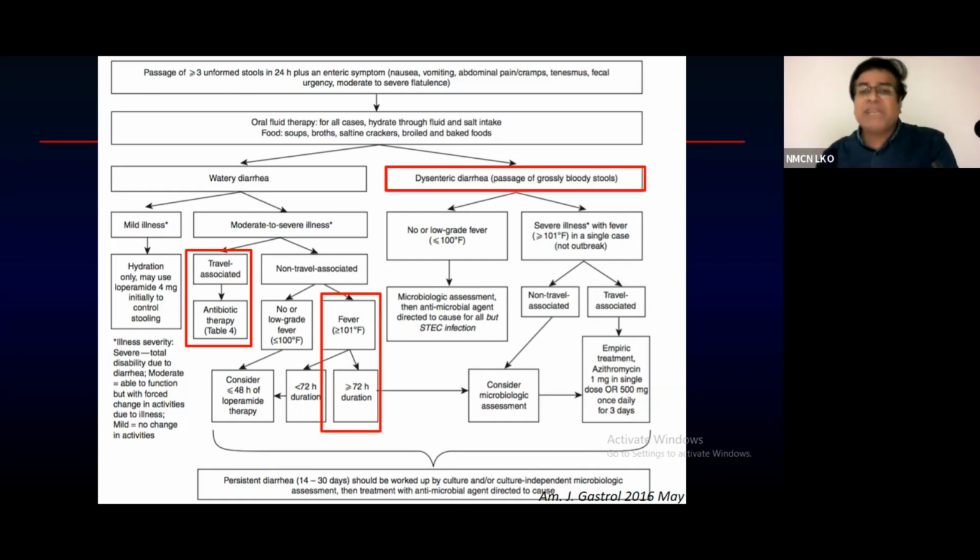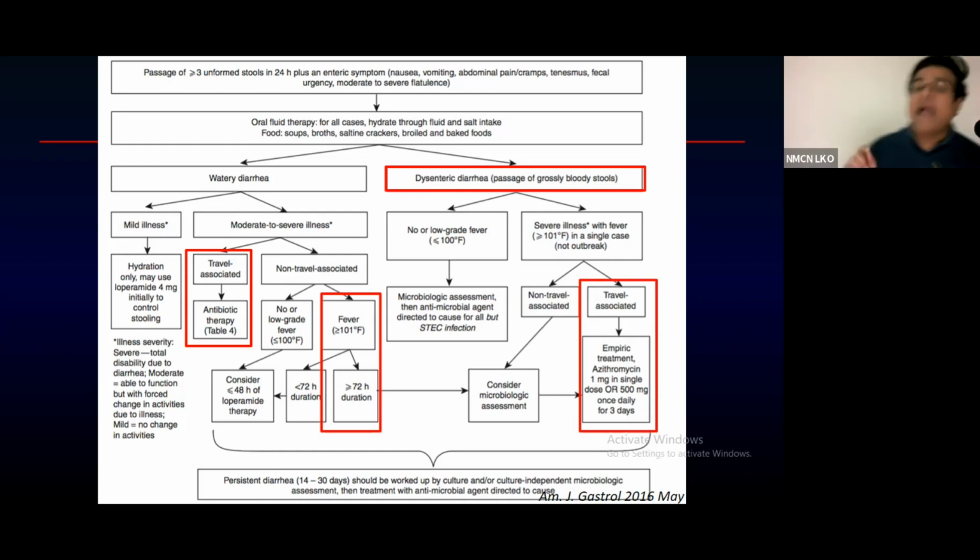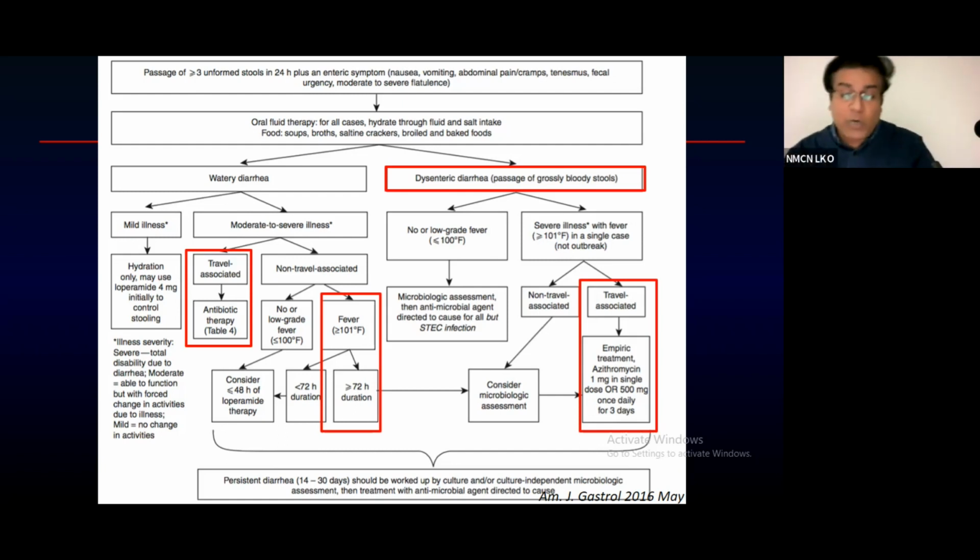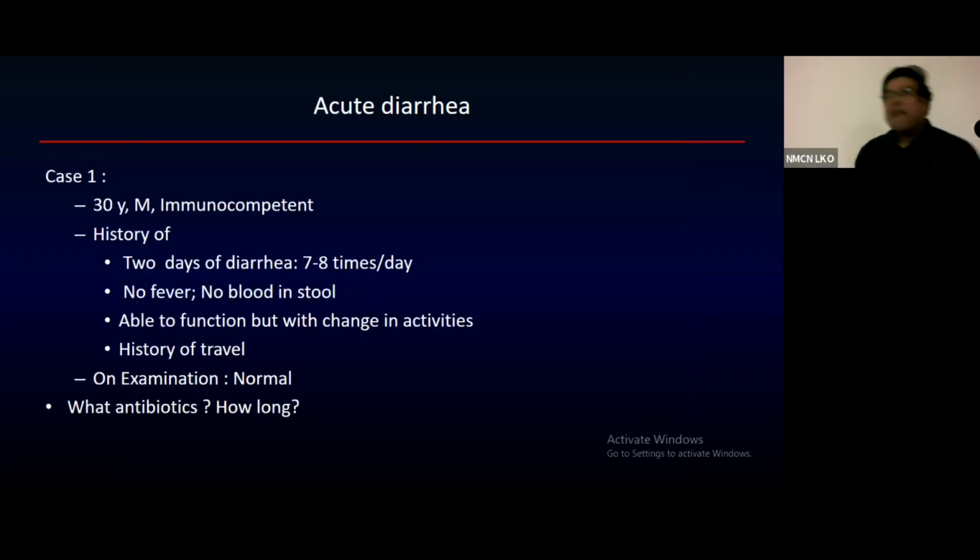Again, if you have dysentery, as I mentioned, dysentery is passage of blood along with stools, which are macroscopically visible. Here in this setting, if you have severe illness with fever more than 101, and this is travel associated, you need to give antibiotics here. And as I mentioned earlier, treatment here is azithromycin, which is usually 500 milligram once a day for a total period of 3 days.